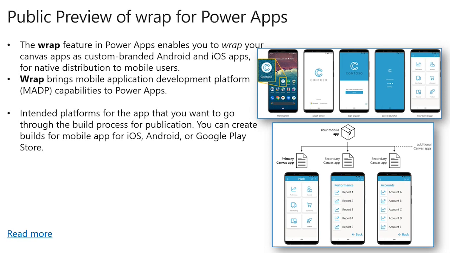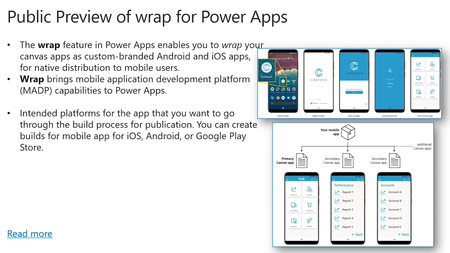Also, being that you can wrap the app, you have that seamless end-to-end branding, so you can use your own logo and colors. You can use multiple Canvas apps in one single mobile app, and again, enterprise governance can be provided with Microsoft Intune.